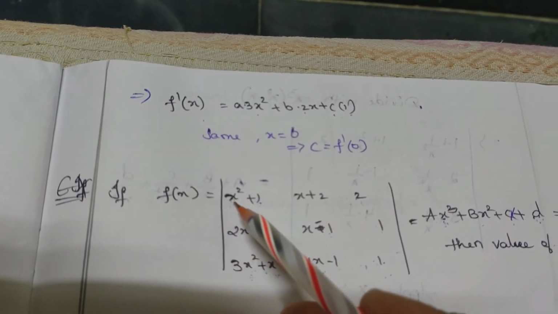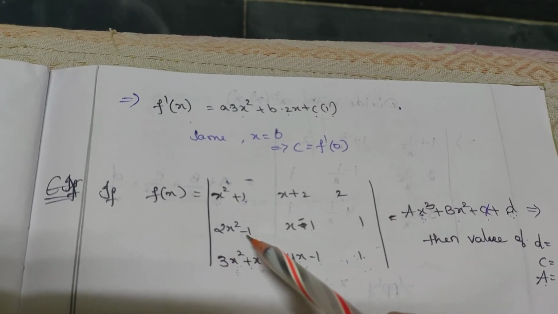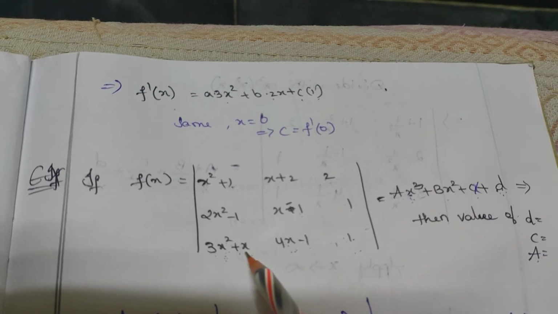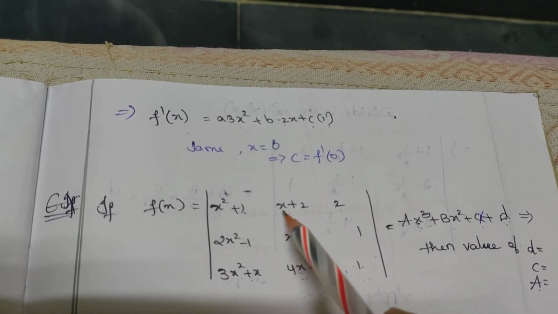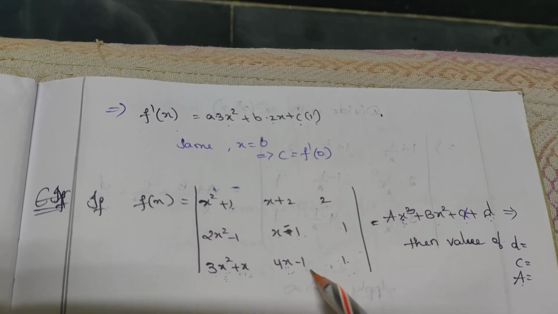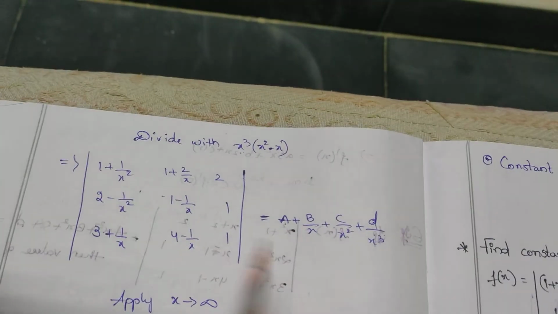If you divide with x square, you get 1 plus 1 by x square, this is 2 minus 1 by x square, next this is 3 plus 1 by x. Second column, if you divide with x, 1 plus 2 by x, 1 minus 1 by x, 4 minus 1 by x. So 2, 1, 1 as it is. That is the simplification here.